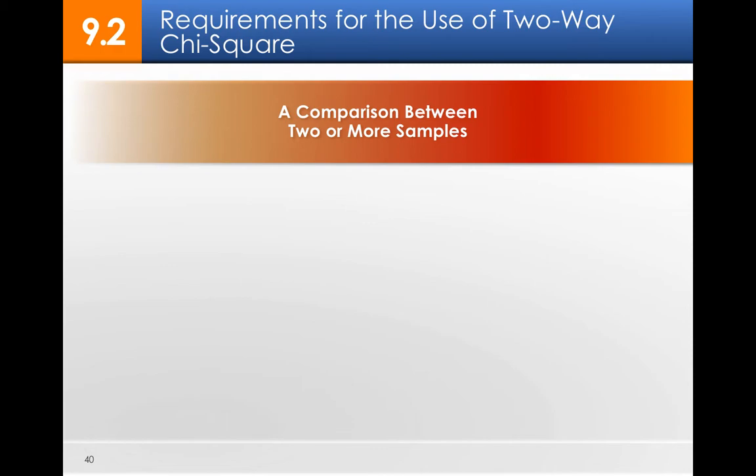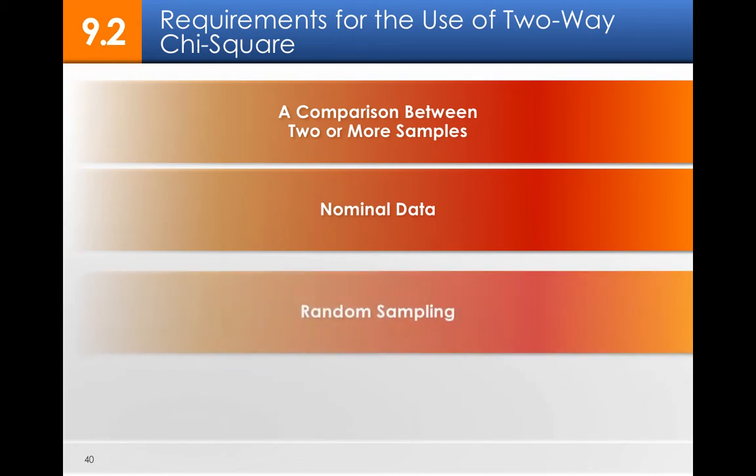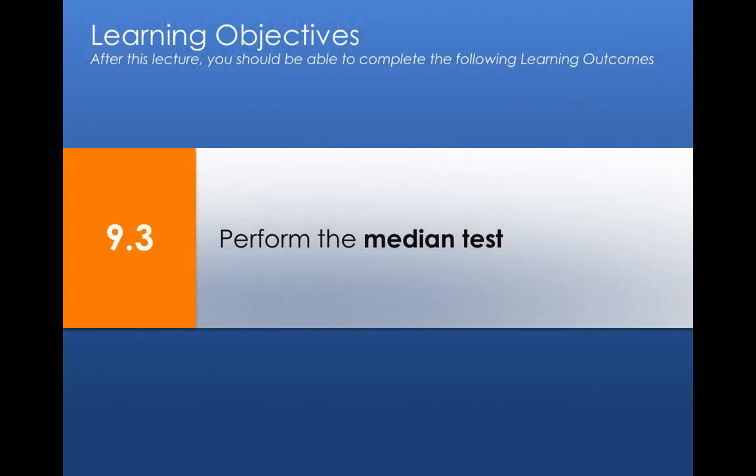So things to think about for two-way chi-square: 2 or more samples to be compared, nominal level data, which we haven't talked about in a while, a random sample, and they shouldn't be too small. So that's the most important one, but let's talk about a couple others.